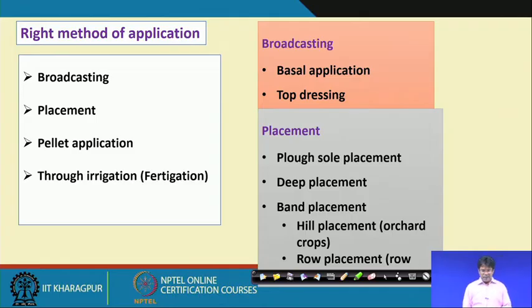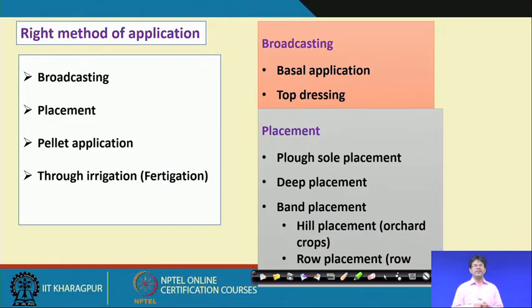And then the last one, the right method of application. You can go for broadcasting, placement, pellet application, and fertigation through irrigation water. Broadcasting is an inefficient method. As a traditional method, farmers usually go for broadcasting, where the efficiency is very low, which means a higher loss of nutrients. You can go for the basal application, where we incorporate and mix the fertilizer in the soil at the time of planting or sowing of the crop, and then give top dressing as a broadcast when the crop is standing in the field, applying it in the soil as a top dressing, without proper incorporation.